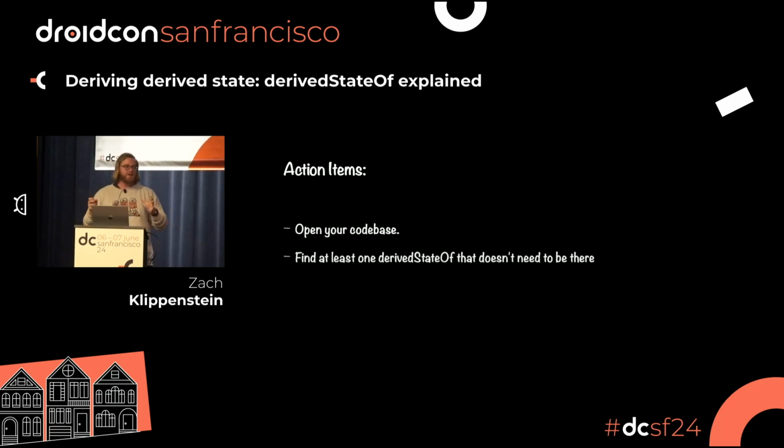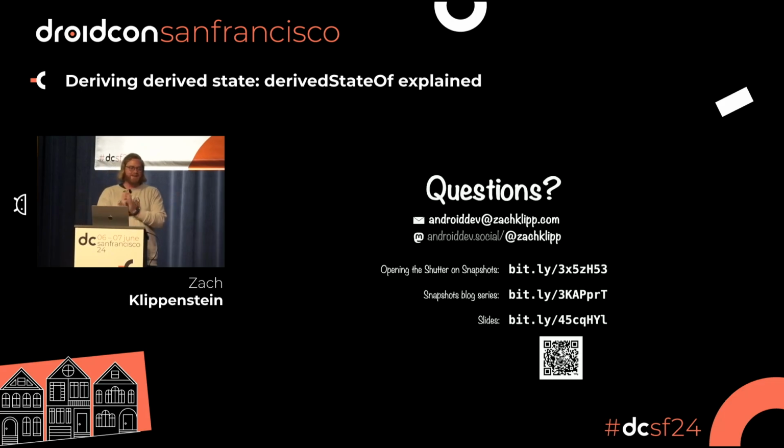So, a little homework. At some point after this talk next week, go to your code bases, try to find some derived state that's used incorrectly or doesn't need to be there at all, and take it out. All right, so that's the talk. Thank you for coming.